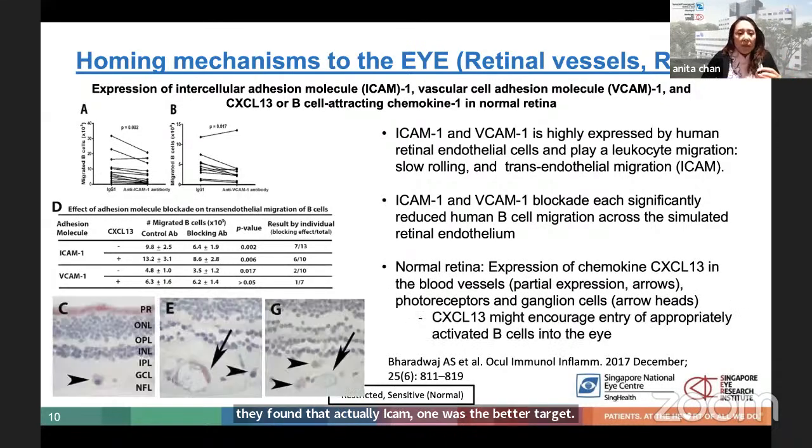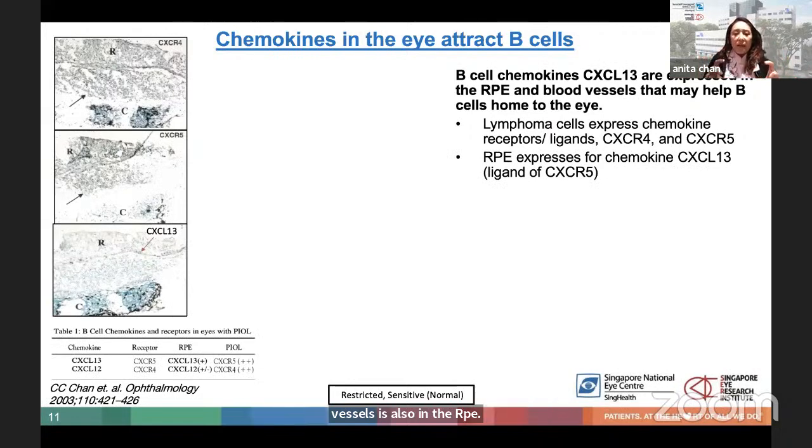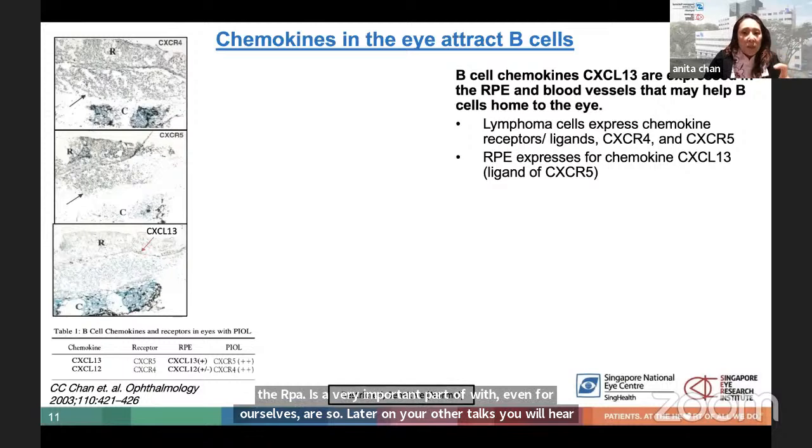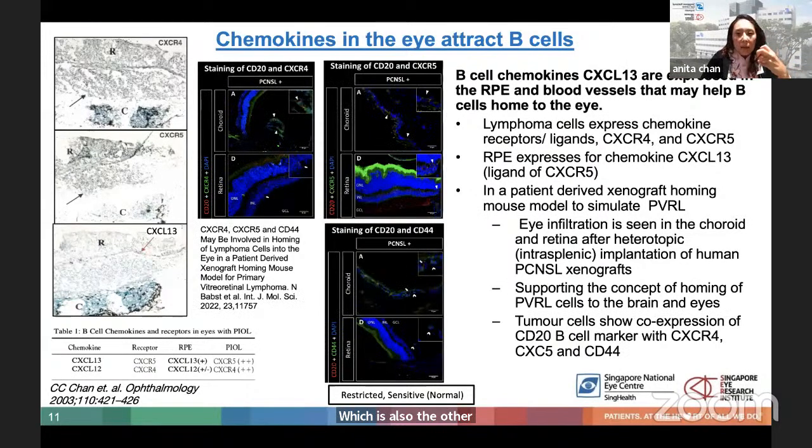And then also in the normal retina, they found that the blood vessel partially expresses the chemokine CXCL13, so that this chemokine may encourage the B cells to be attracted to the blood retinal vessels. Others have also shown that not only is it in the blood vessels, it's also in the RPE. Now, the RPE is a very important part of where the lymphoma cells are. So later on in your other talks, you will hear more about that. But I want to emphasize that these chemokines are also expressed in the RPE, which is also the other outer blood retinal barrier.